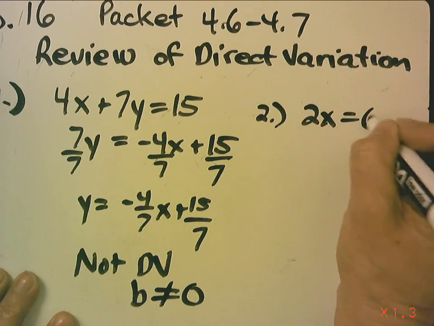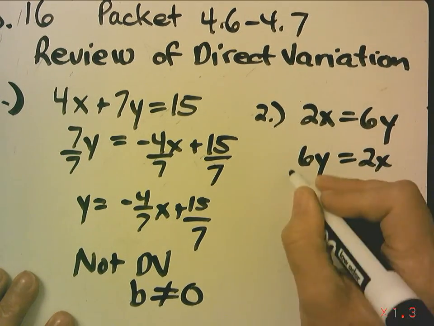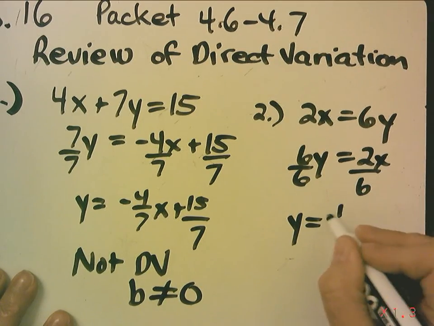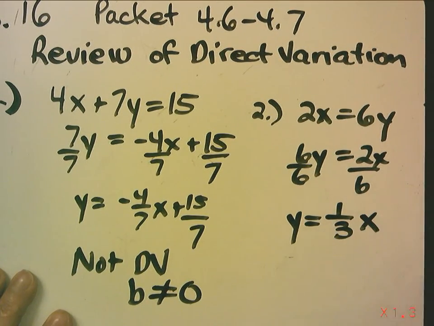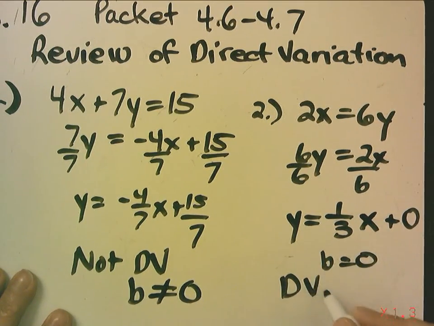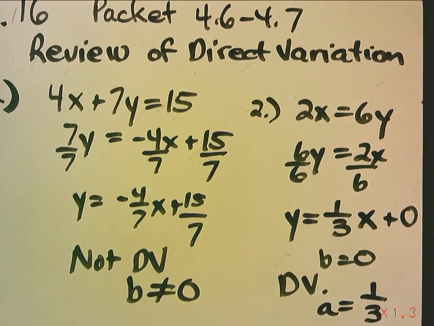2x equals 6y. So I can rewrite that as 6y equals 2x. Divide by 6, divide by 6. y equals 2/6 x, which is 1/3 x. So plus 0, so b equals 0. This is direct variation, and the constant of variation is 1/3. Remember, the constant of variation is the same as the slope when b equals 0.